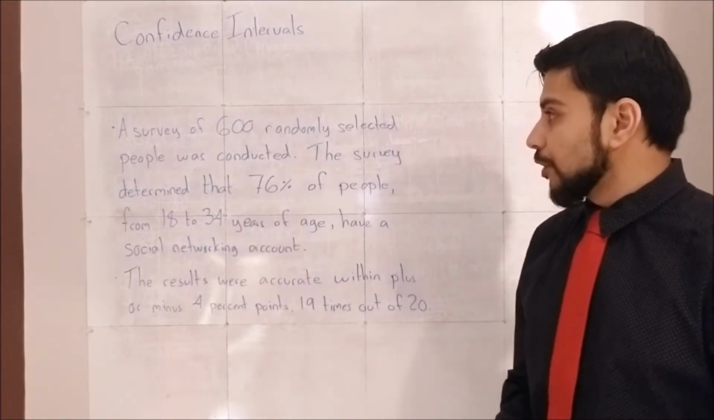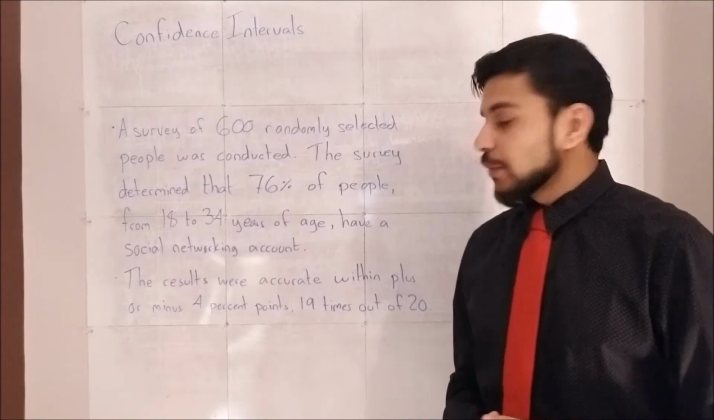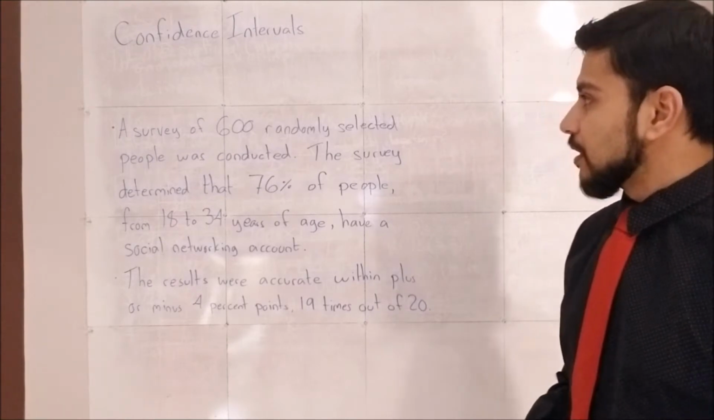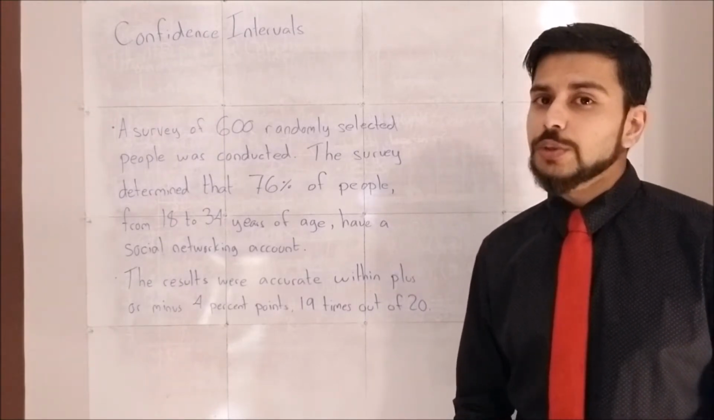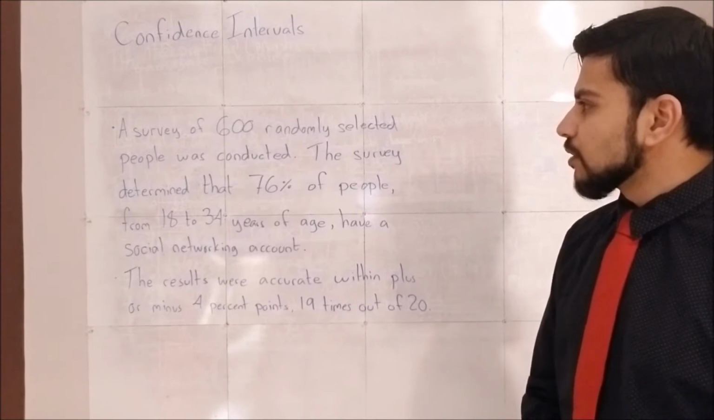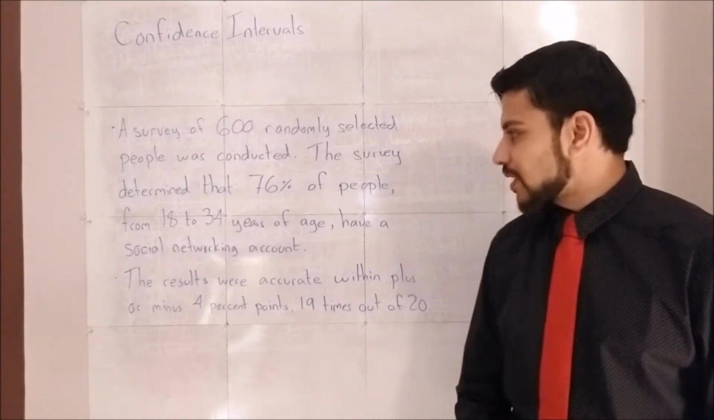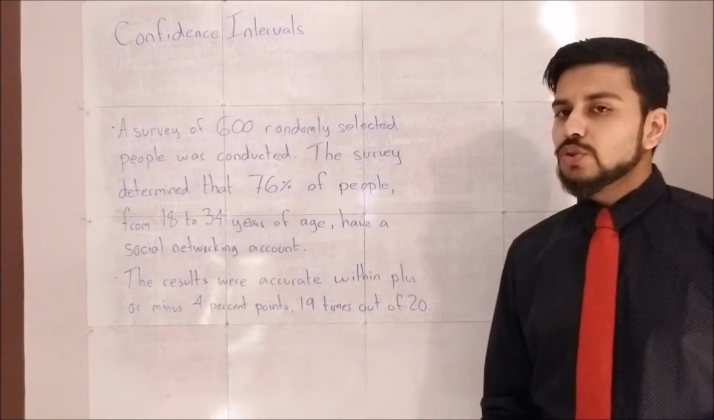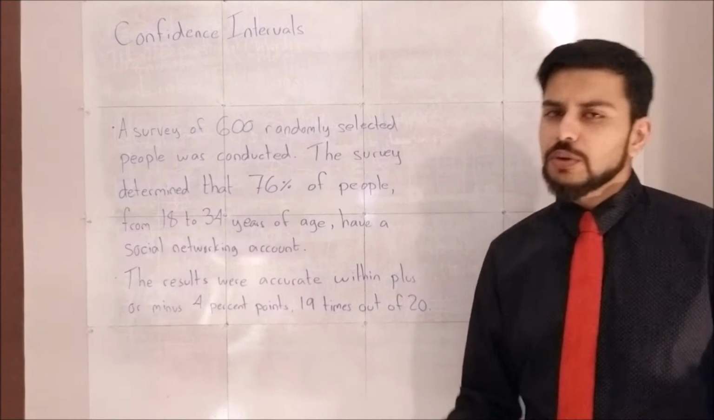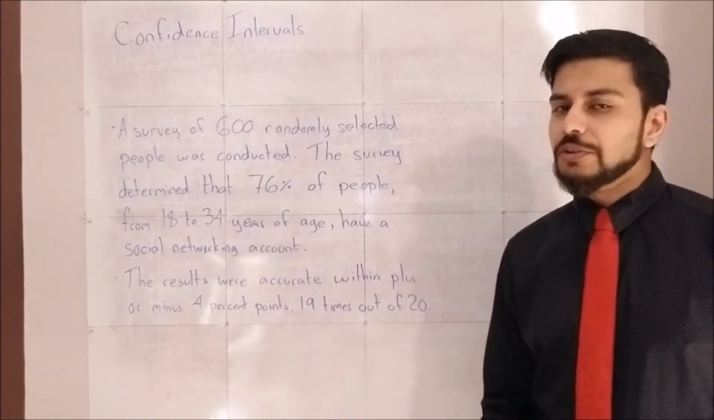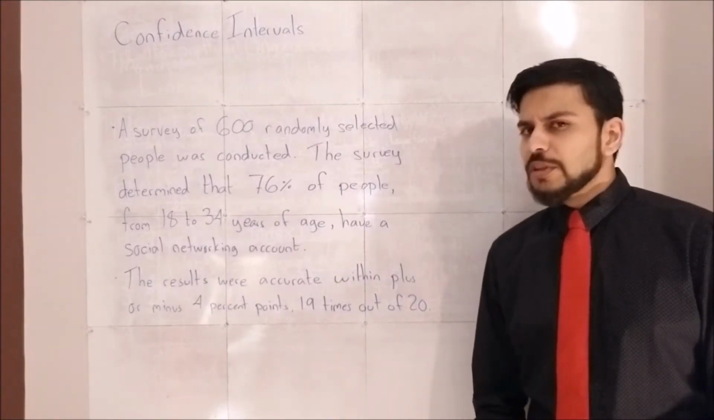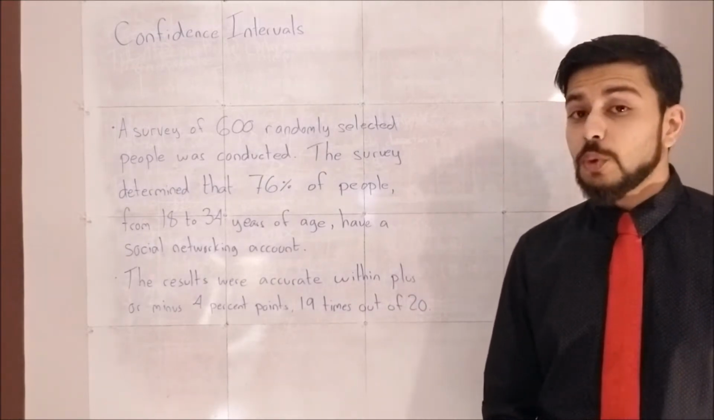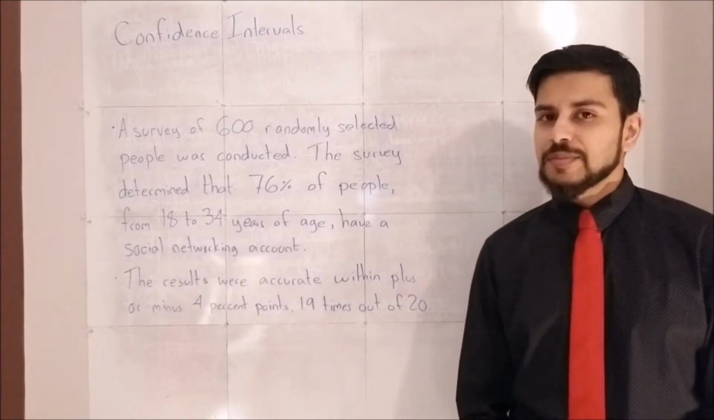So to get started, we're going to look through a bit of a problem. I'd recommend pausing the video at some point to get this down in your notes. The problem is, let's say a survey was done for 600 randomly selected people. And the survey determined that 76% of that population, which was from 18 to 34 years old, had a social networking account. So Facebook or Twitter or Instagram or TikTok or whatever is going on. And then they give us a little blurb at the bottom. It says that the results were accurate within plus or minus 4 percentage points, 19 times out of 20.